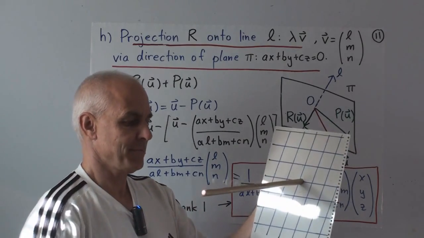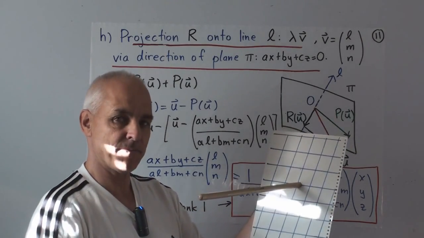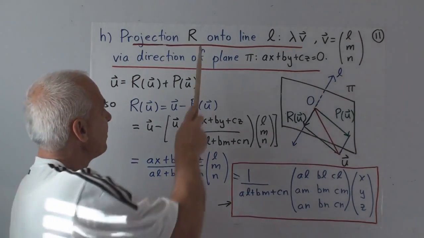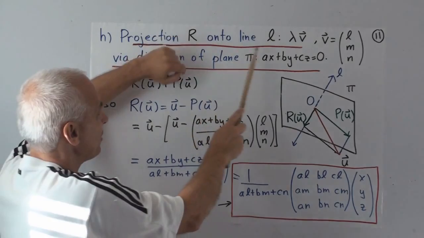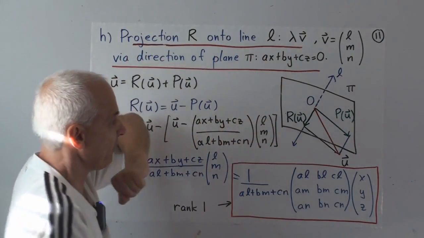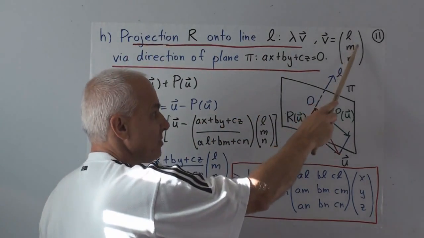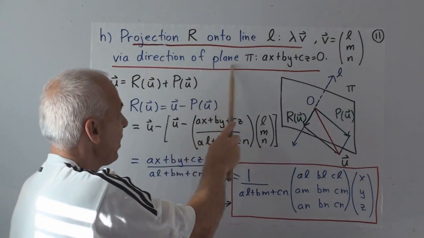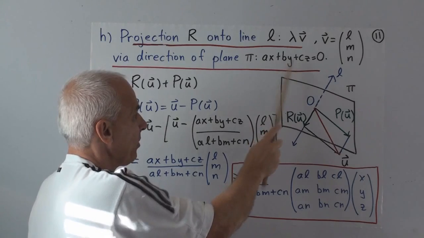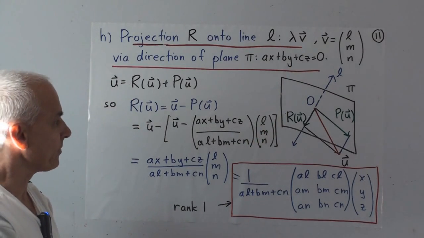Okay. That's how we project onto the line. Let's call that projection R. So this is the projection onto the line, which is the multiples of the vector v. We'll use the same notation as before. V is the vector lmn, in the direction of the plane pi, ax plus by plus cz equals 0.